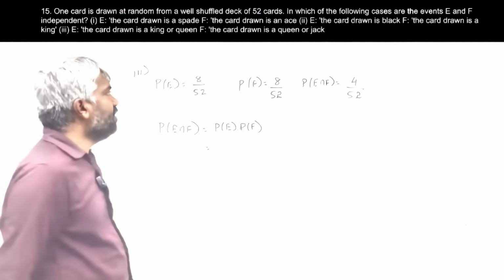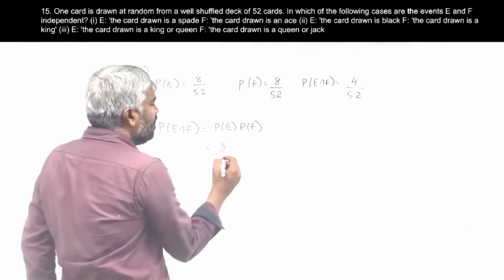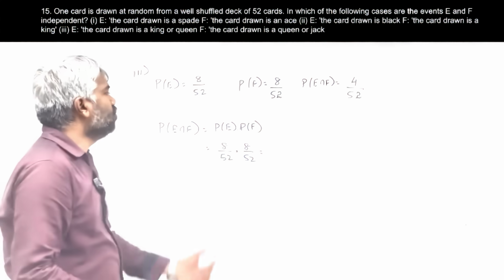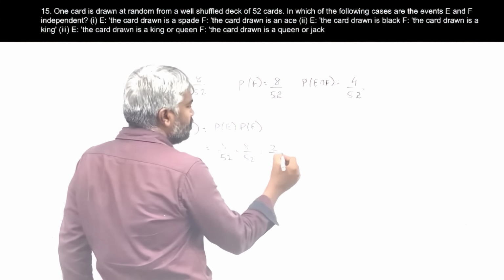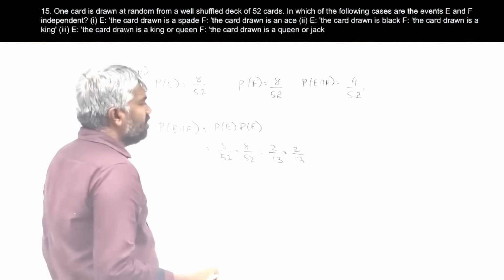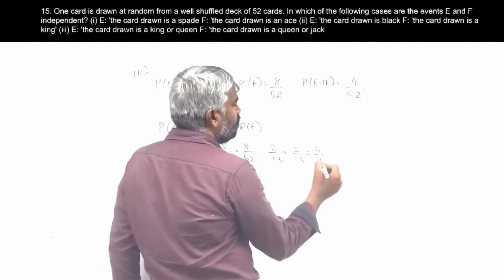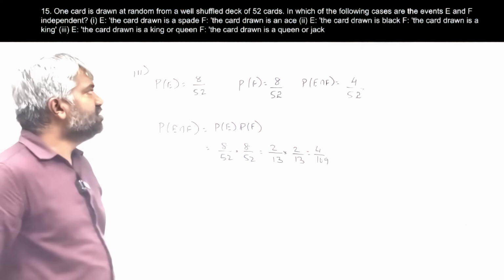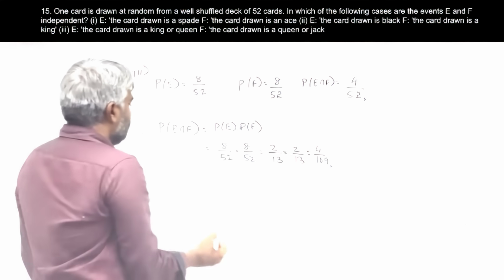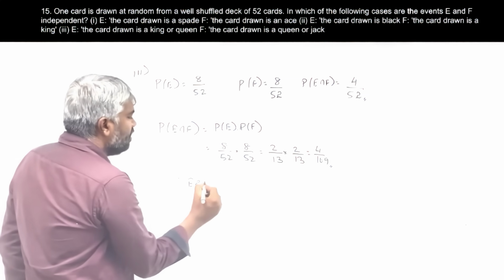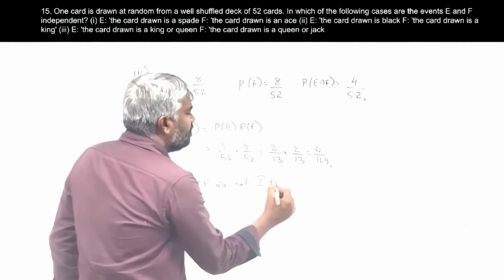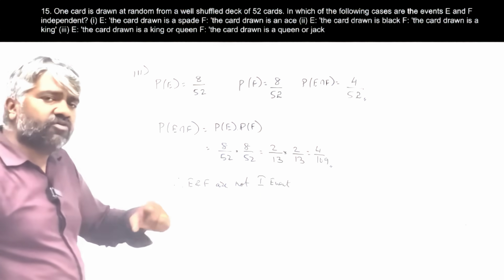Now you have to check whether they are independent or not. So 8 by 52 into 8 by 52. If you solve it, it is 2 by 13 into 2 by 13, which is 4 by 169. See, the value of E intersection F in both the cases is different, right? So therefore E and F are not independent events. I hope you are clear with this. Now we can move to the next question.